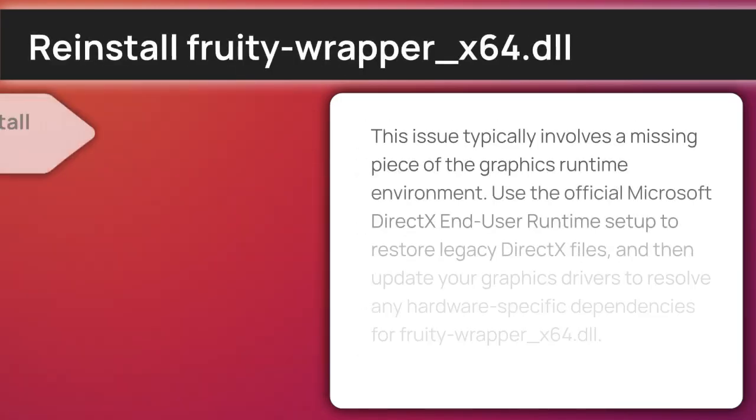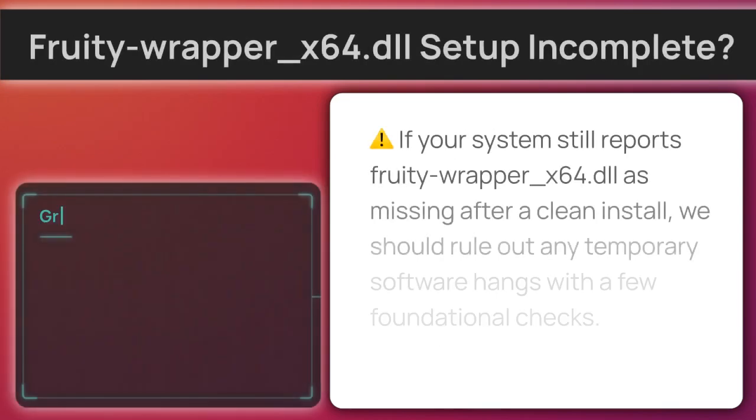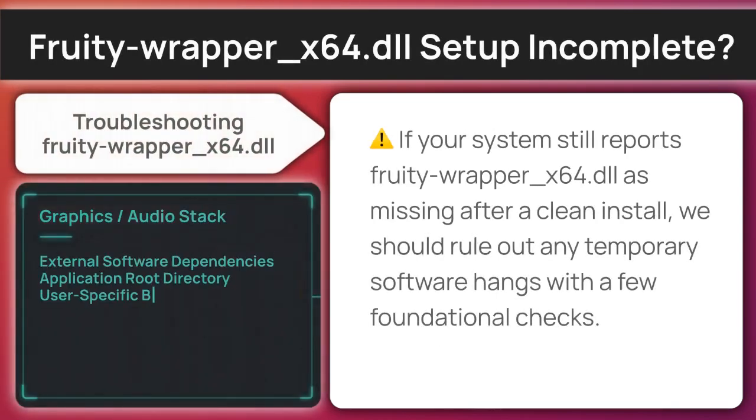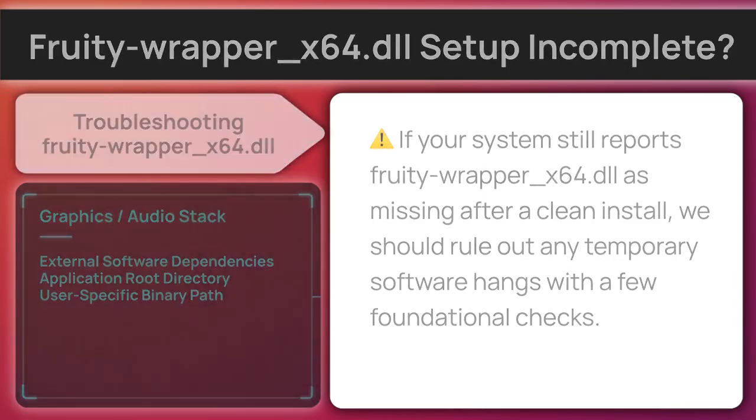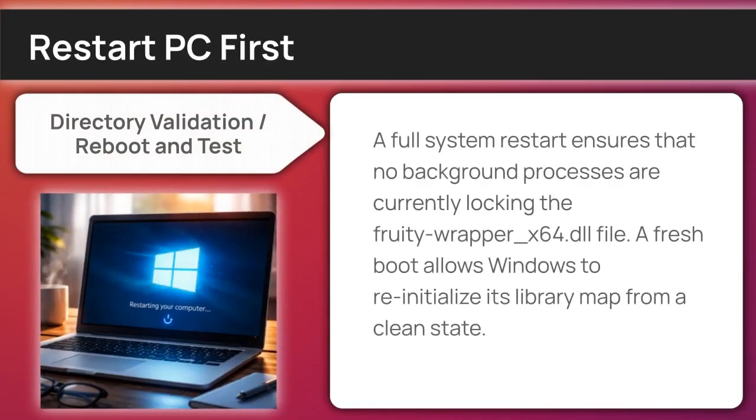This issue typically involves a missing piece of the graphics runtime environment. Use the official Microsoft DirectX end-user runtime setup to restore legacy DirectX files, and then update your graphics drivers to resolve any hardware-specific dependencies for Fruity Wrapper 64 module DLL. In the event the error remains visible, it indicates we need to verify the environment's ability to register new shared resources. A full system restart clears the temporary memory cache and allows Windows to attempt a fresh initialization of all required libraries, including Fruity Wrapper 64 module.